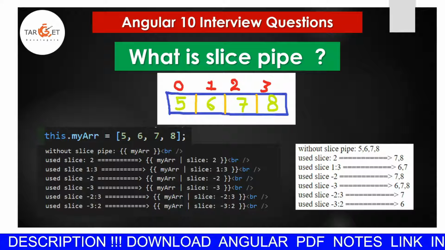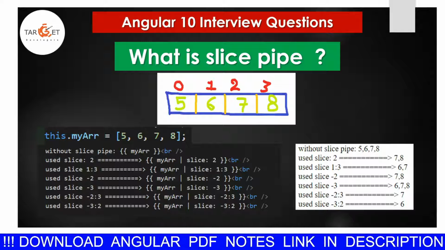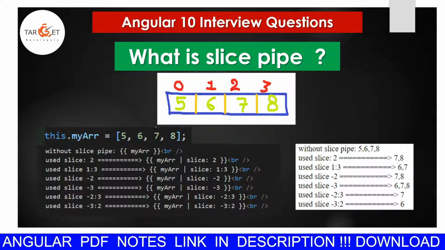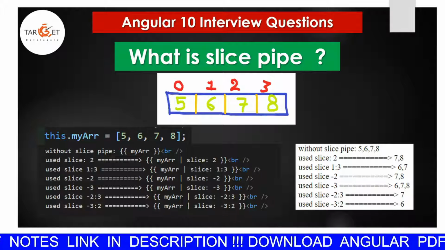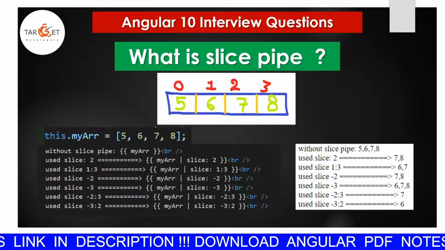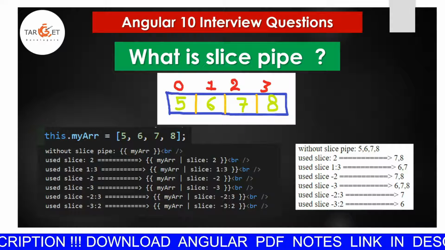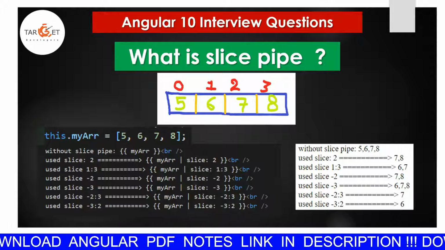Okay, and then we are taking -3, starting from the last in reverse order 0 1 2 3. Okay, so this index is exclusive, guys, because it is negative, as we read in the rules, so it will print 6 7 8. Okay, and then we are taking slice colon -2 colon 3.